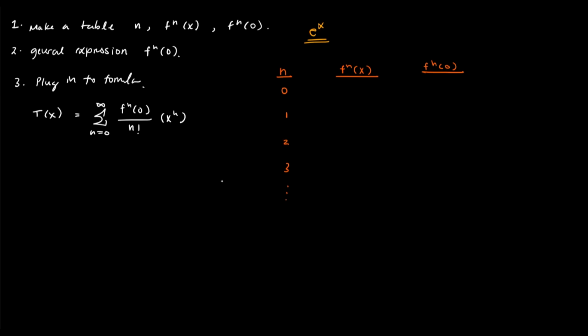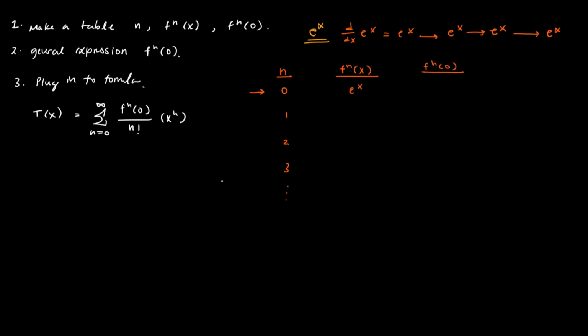And what do we know about the nth derivative of e to the x? Well, if we take the first derivative of e to the x, it's going to equal e to the x. If we take the derivative of that, it's also going to equal e to the x. And no matter how many times you take the derivative of e to the x, it will always be e to the x. And so for the first row here, the 0th derivative of anything is just itself. So the 0th derivative of e to the x is e to the x.